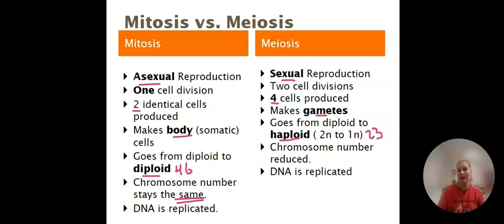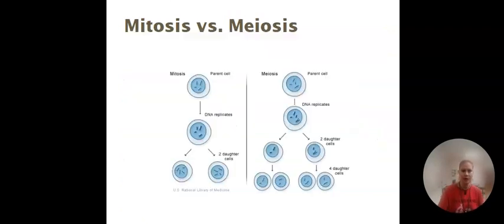So we need to make sure that the sex cells or the gametes that are produced during meiosis have half the number. That way they can recombine to get us back up to our diploid number.